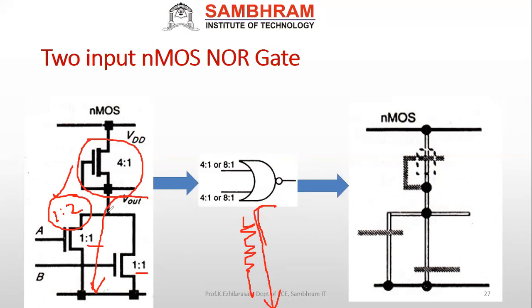This is all connected in parallel. So if these are connected in parallel, if any one of the transistors is on, it will discharge. It will be very fast. So that is why here the width will be 1:1. Equal ratio we used. Here 1:2 we used instead of that.